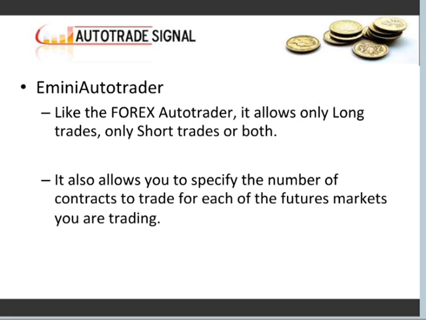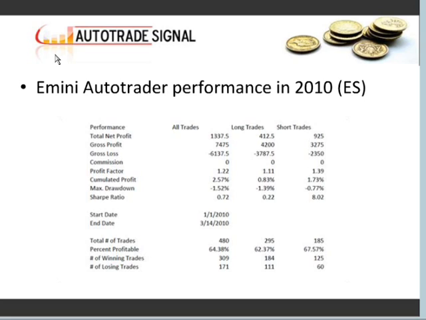Here's the performance so far this year for the ES Auto Trader. We had about a 60-65% success rate. Our winning trades were bigger on average than our losing trades. And you see here we would have generated about $1,300 per contract.